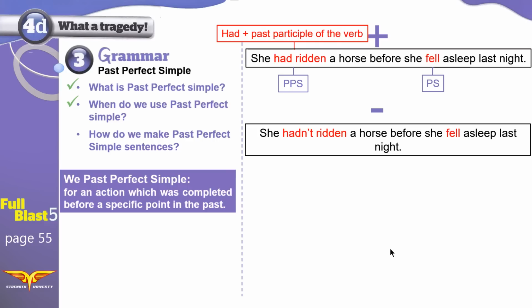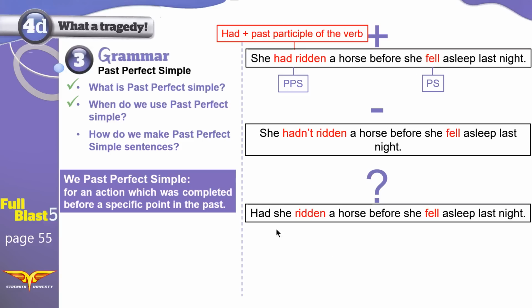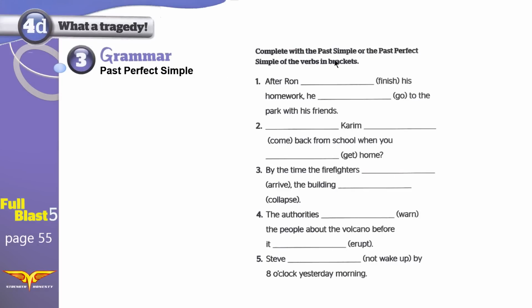How do you make it a question? I believe you can guess, you are smart students. You put had first. Had she ridden a horse before she fell asleep last night? Yes, she had. No, she hadn't. This is how you answer. And now we know how to make these past perfect simple sentences. Very good. Now we are ready to work on this exercise.